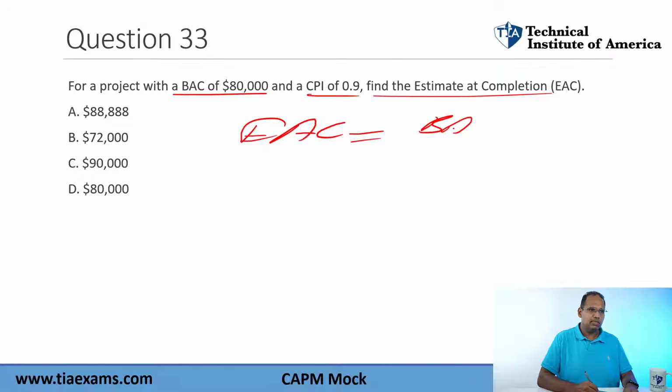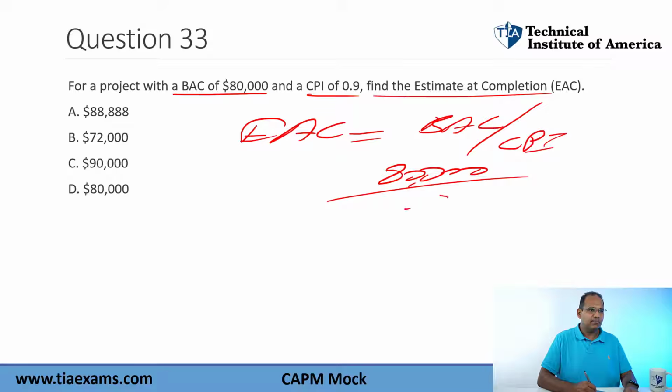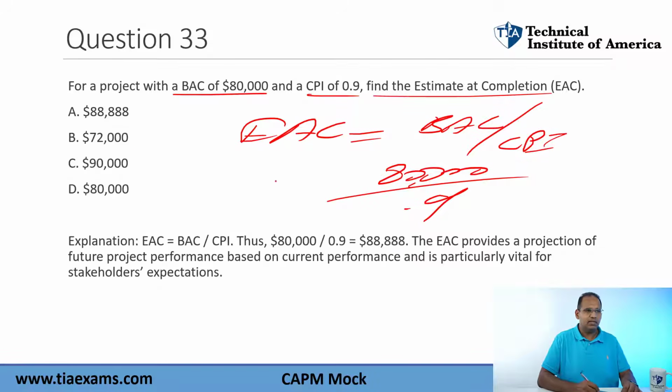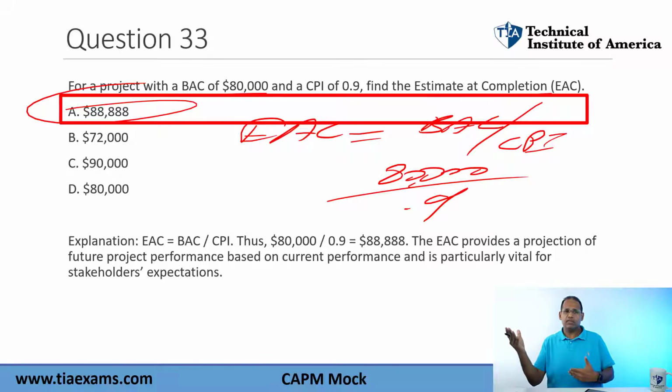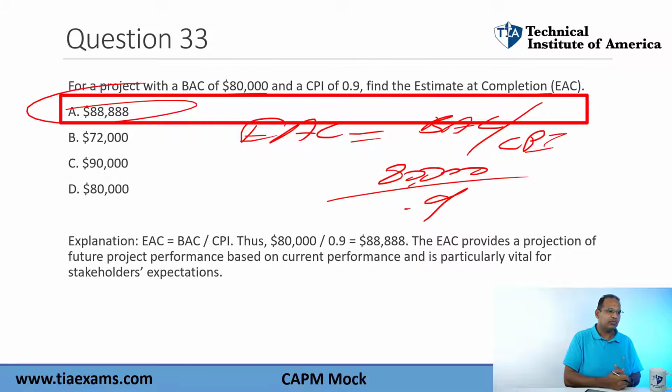All right, so it's BAC divided by the spend rate, how much you're spending, it's part of a CPI. So in this one here, we have 80,000 divided by 0.9. The answer here is going to be 88,000. Now, if you divide something by a number smaller than 1, it's always going to give you a bigger number. If you divide something generally by 1 and over, it's going to give you a smaller number. So in this particular one, you can see here 88,000 is one of the only ones bigger than that.